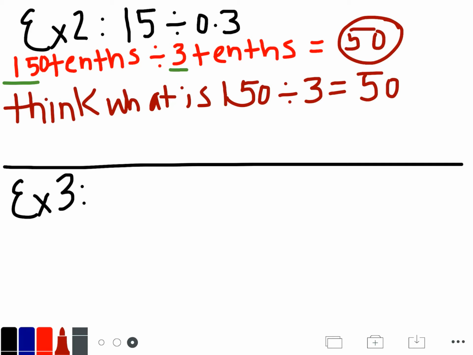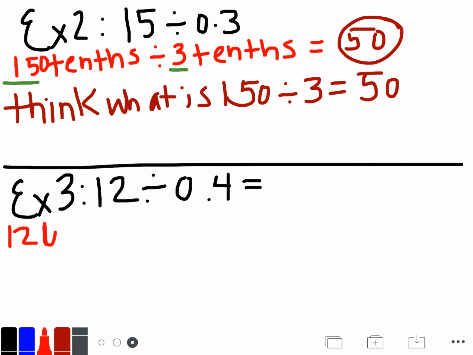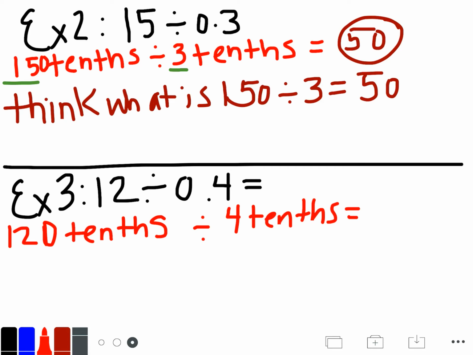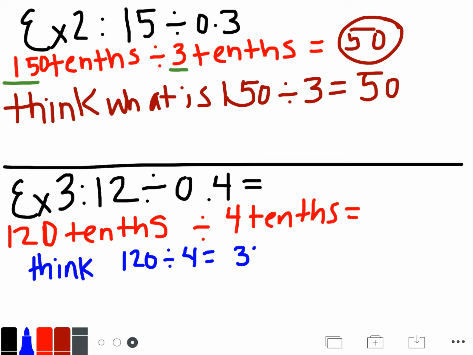Watch this last example. We're going to do 12 divided by 4 tenths. As I'm about to write it out, I want you to think about what could be the answer. How many tenths are we going to have if we have 12 wholes? We're going to have 120 tenths, and we're going to divide it by those 4 tenths. What's 120 tenths divided by 4 tenths? How many groups of 4 tenths am I going to have? If I think about my strong division skills, 120 divided by 4 is 30. So I'm going to have 30 groups of 4 tenths, boys and girls.